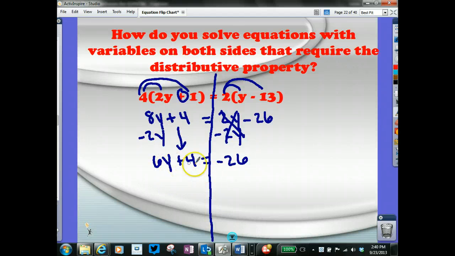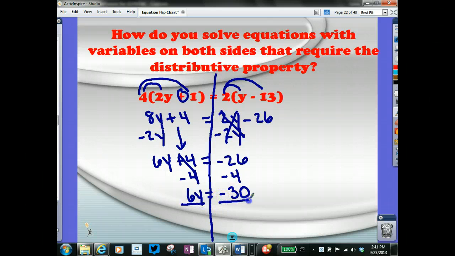Go back down. I want to move everything out to solve for y. I have a positive 4. So I'm going to go inverse. Subtract 4. That leaves me 6y on this side equals. Be very careful here. If you're not careful, you'll say negative 26 minus 4 is negative 22. But it's not. Remember on our number line, when you're subtracting from a negative, you're actually going to get negative 30.